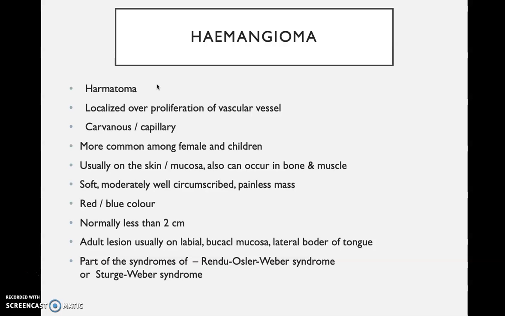So you have to always remember, if it's a red or blue colored lesion, you have to always check the blanching test. If you still remember, I taught you during investigation. The blanching test is very important, because if you want to do any biopsy and the blanching test is positive, it means it's something still in the vessel. So if you do a biopsy, you will have very profuse bleeding.